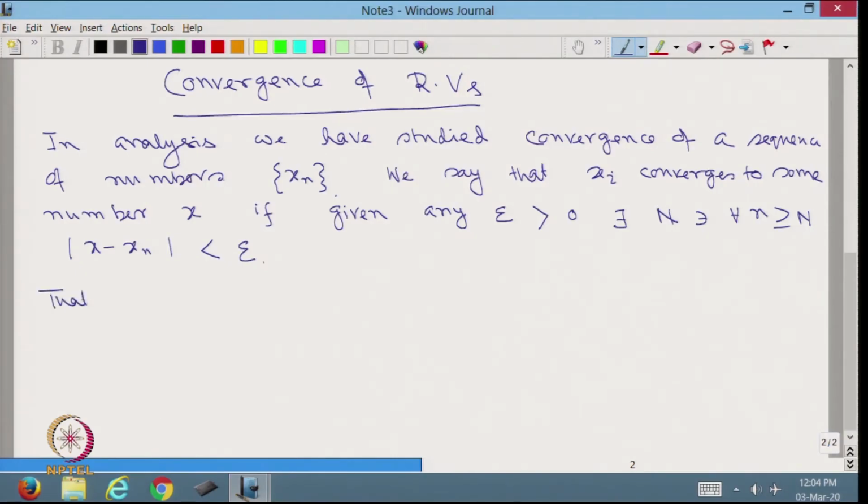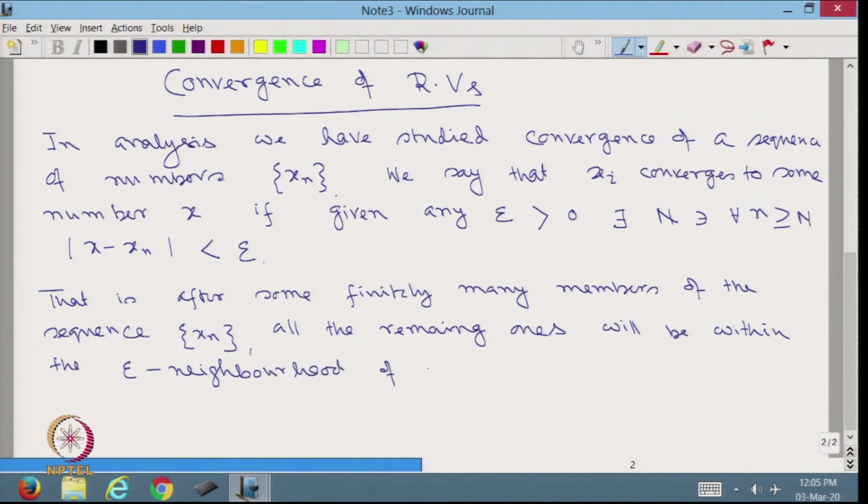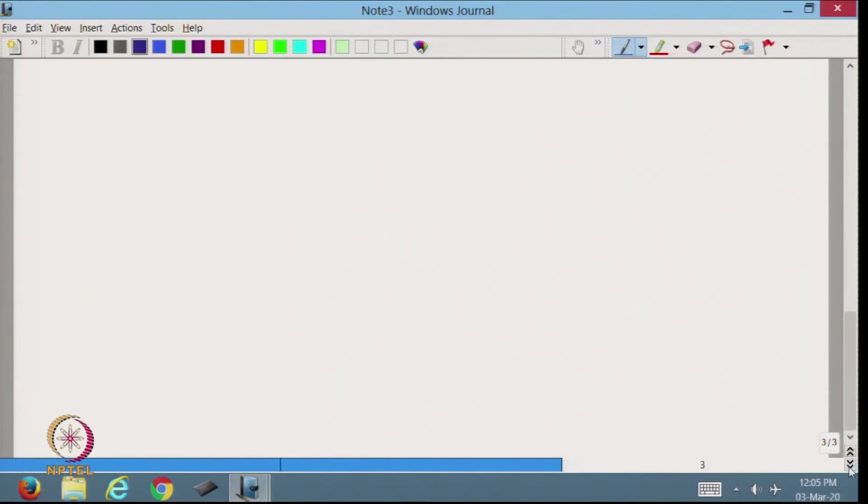That is, after some finitely many members of the sequence, all the remaining ones will be within the epsilon neighborhood of x. This is what all of us know, I assume.